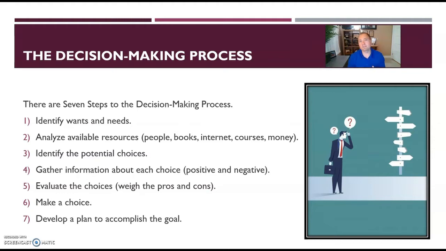Now, once you've seen the positive and negative and you've decided what's better, what's worse, I can deal with this, I can't deal with that, you make the choice. You make the decision. Sometimes that's the easiest part. And then lastly, number 7, is develop a plan to accomplish the goal. And that is what we're going to dive into in this video lesson.